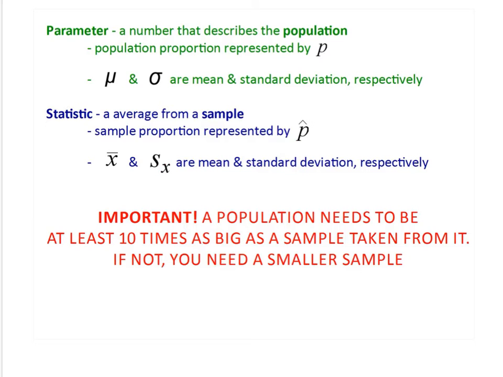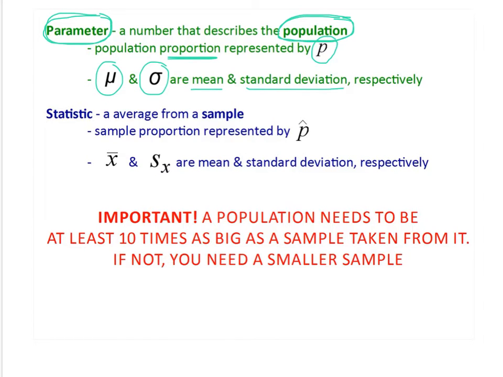So we have a couple vocab words. We've talked about these symbols before, but now we're putting fancier notation with them. The first one is parameter. Your parameter deals with the population. So if I want a parameter, that's the population mean and the population proportion. The proportion we notate as P, and then mu and sigma are the mean and standard deviation for the parameter, or the population.